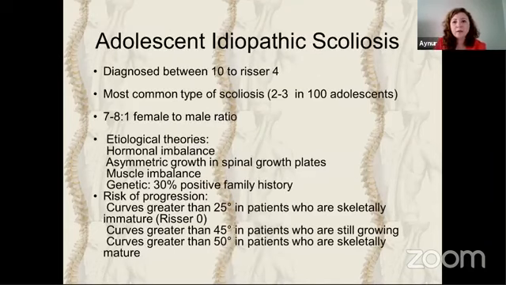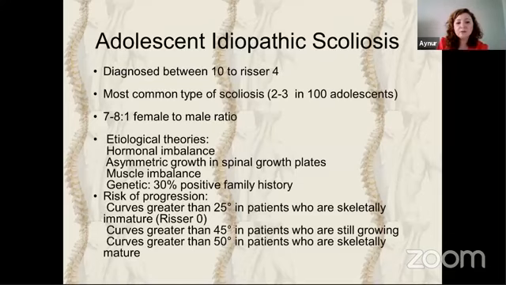Now we can come to adolescent idiopathic scoliosis, which is the largest group. It is diagnosed between 10 and 18. It is the most common type of scoliosis, 2 to 3 in 100 adolescents. The female to male ratio is 7-8. There are some etiological theories: hormonal imbalance, asymmetric growth in spinal growth plates, muscle imbalance, and genetic. 30% have positive family history.